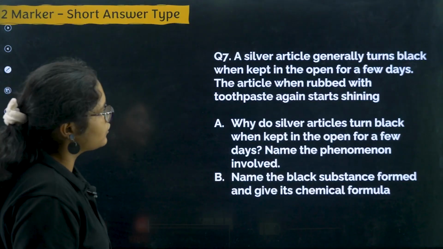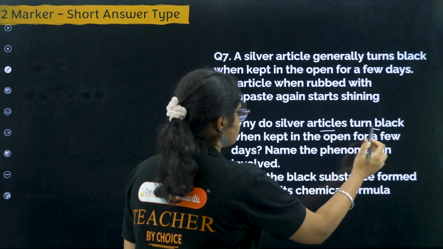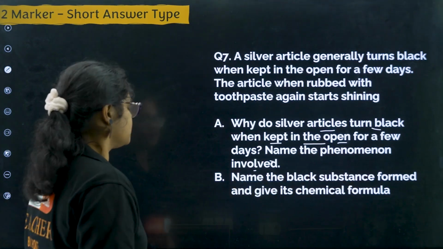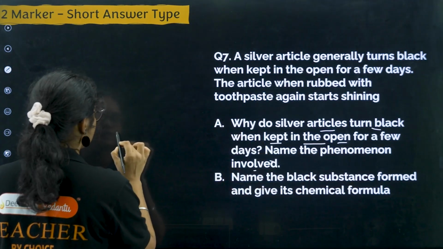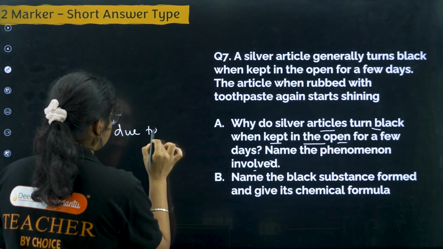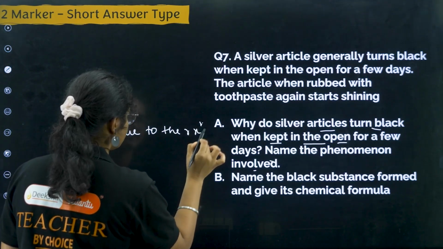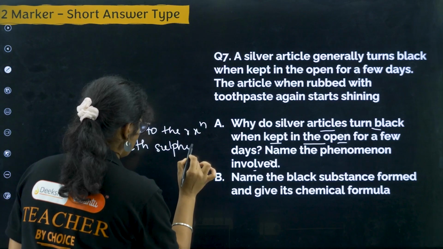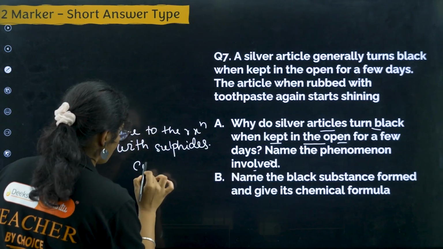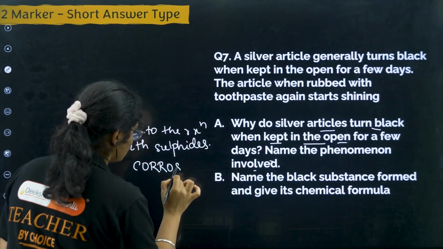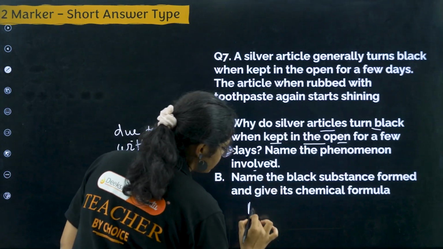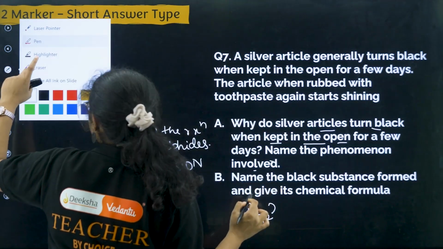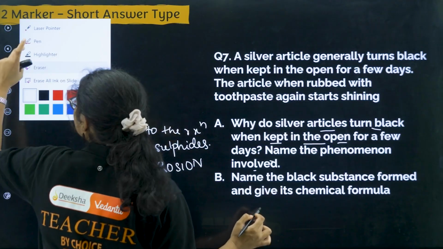Okay, next let us go to the 2 marker questions. Why do silver articles turn black when kept in an open container? Name the phenomenon involved. Silver turns black due to the reaction with sulfides, and the process is called corrosion. And what is the formula of the substance? It is silver sulfide, so Ag2S.